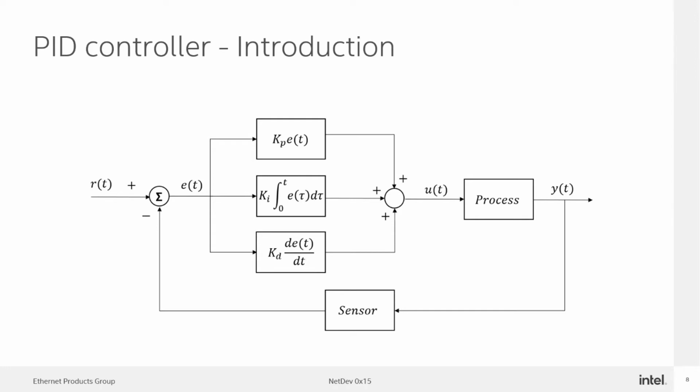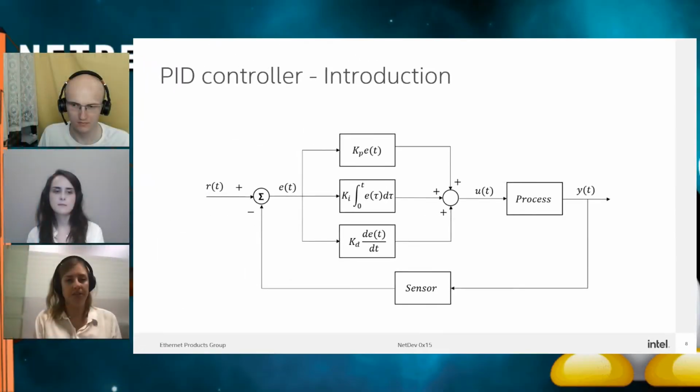What is essential, like a conclusion of this slide, is that the quality of a PID-based control system depends, among others, on PID controller settings. So the values that are assigned here on this picture to Kp, Ki, and Kd. Now, I will quickly introduce PID tuning methods, so the ways to search for Kp, Ki, and Kd.